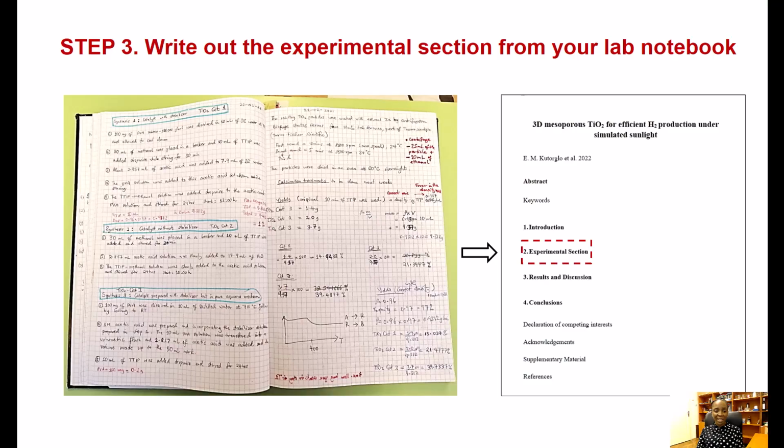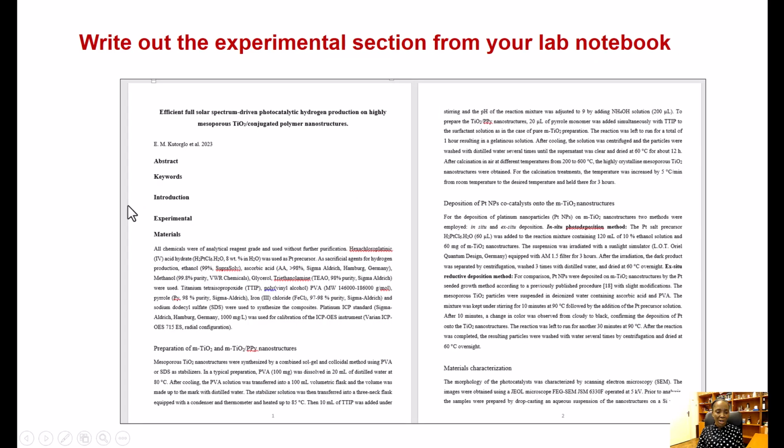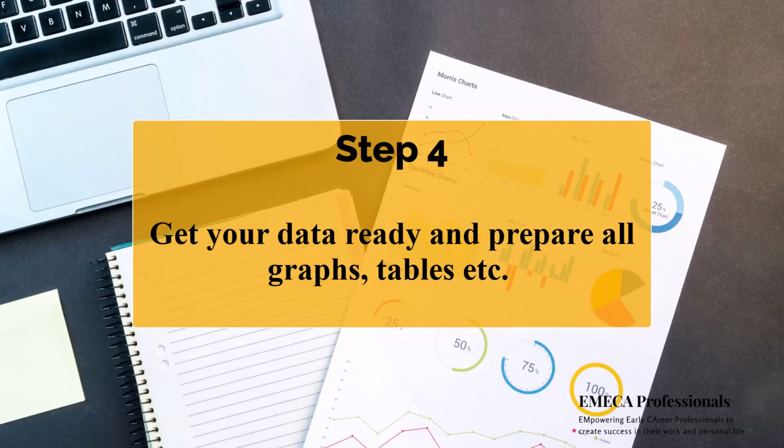So what I do is I take my lab notebook and then I just copy the processes or the experimental steps directly into the outline that I've created. So here I'll show you how the experimental section looks like. I have this outline that I created and I just write the experimental section from my notebook, all the experimental steps that I've recorded in my lab notebook. So this is the next step, which is the experimental section.